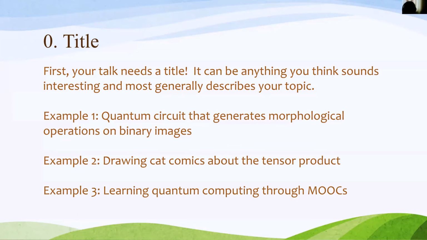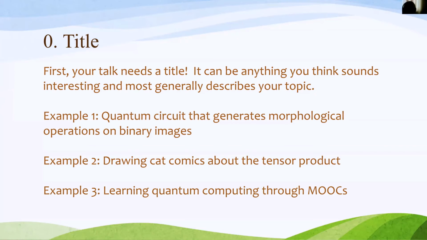Example number 2 is drawing cat comics about the tensor product. This is more of an educational resource. We need to remark the importance, and the material is not necessary here; we only need to say drawing comics. The cat is the essential or big reason, the idea is explained with a cat, and the topic we need to show or try to teach is the tensor product.